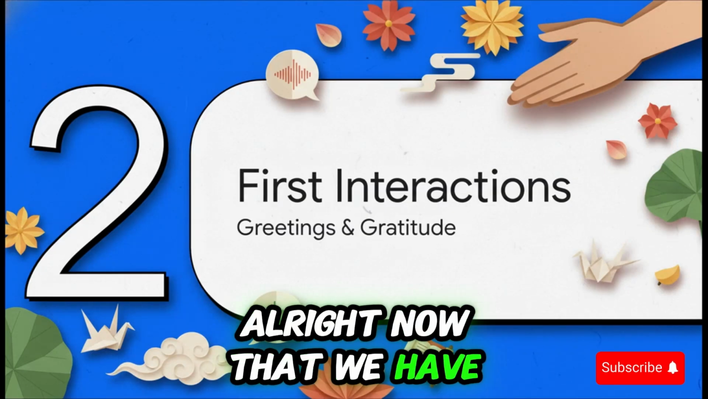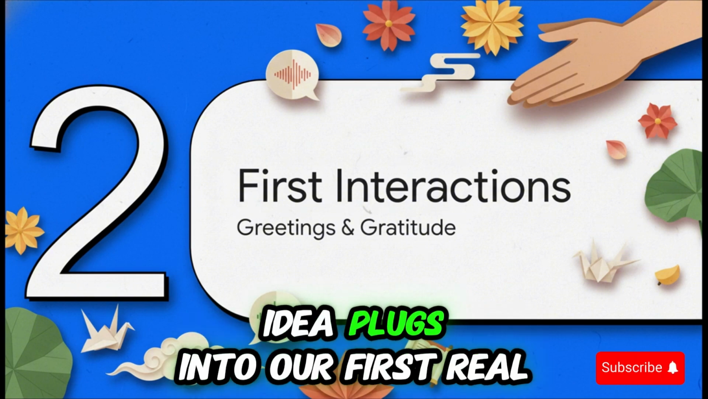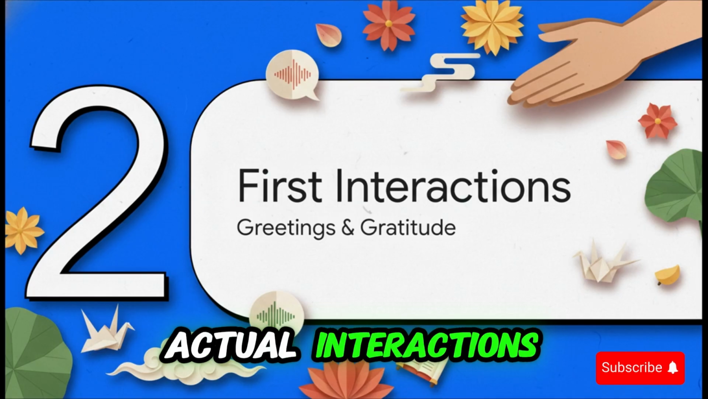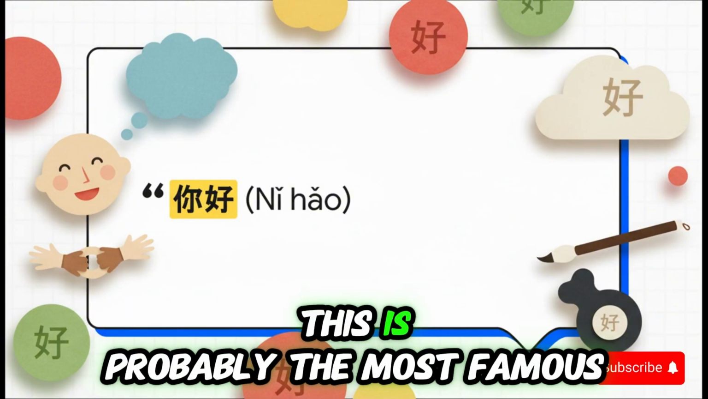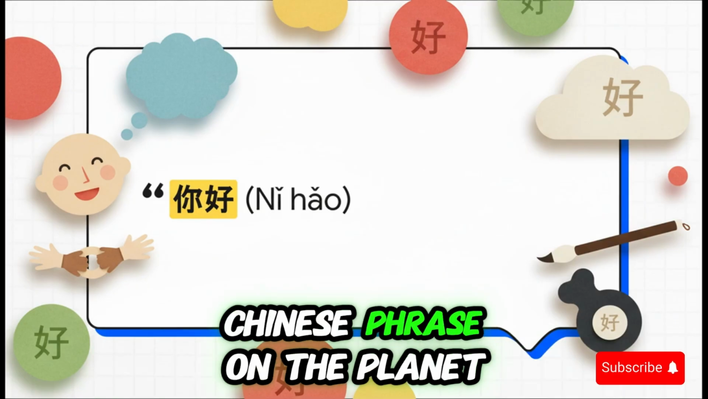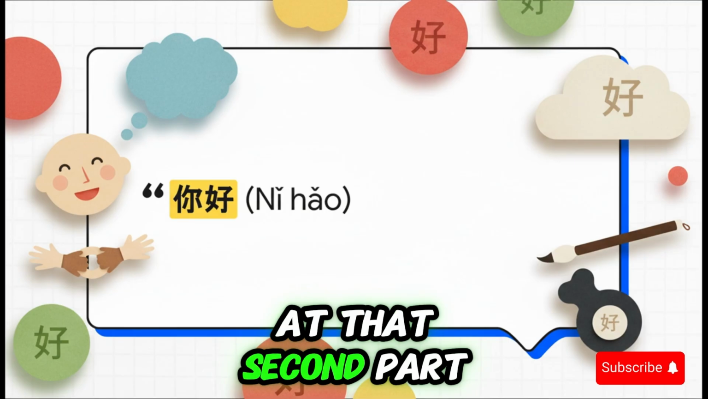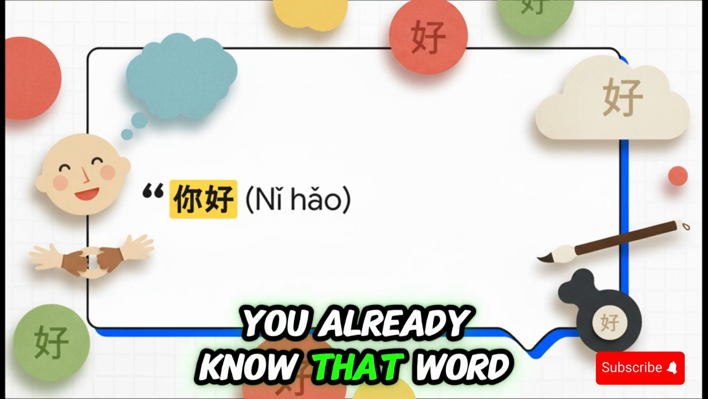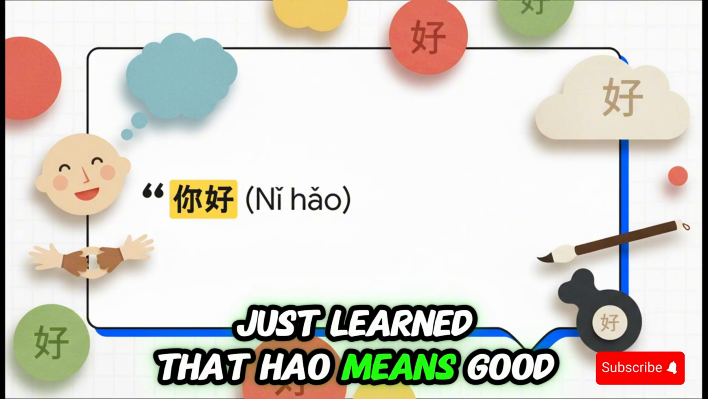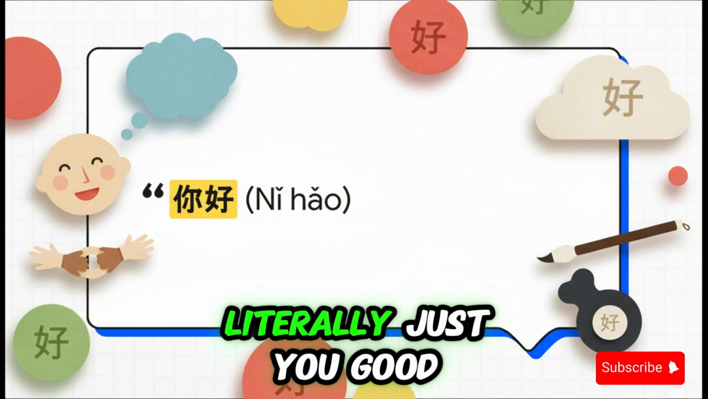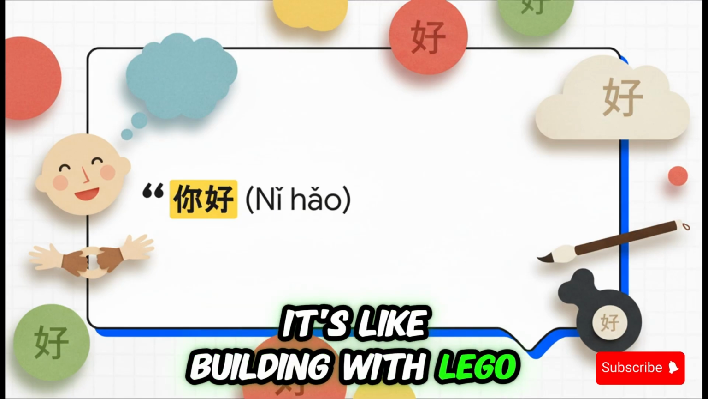All right, now that we have that foundation, let's build on it. Let's see how this one simple idea plugs into our first real, actual interactions, like greetings and saying thanks. And here we go. This is probably the most famous Chinese phrase on the planet, ni hao. But wait a second, look at that second part. You already know that word. Ni means you, and we just learned that hao means good. So hello in Mandarin is literally just you good. See how it all connects? It's like building with Legos.